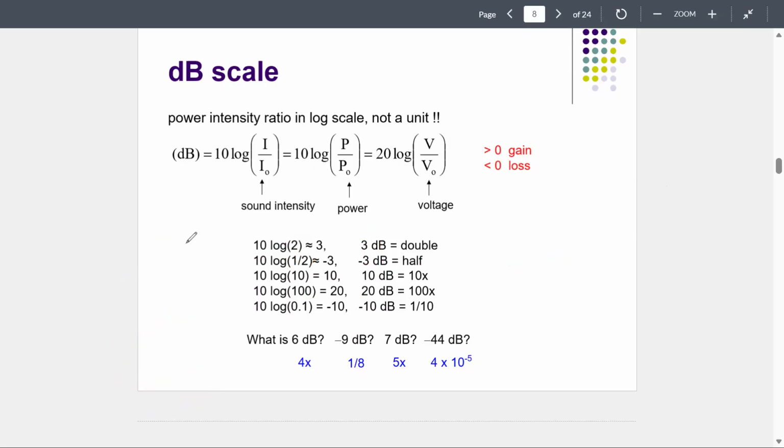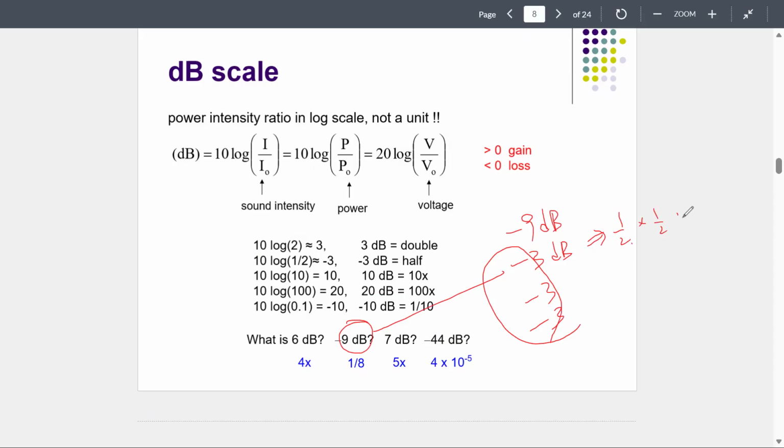And for those who like math, you can get a rough idea of a lot of numbers. So for example, what does -9 dB mean? I know -3 dB means half. So -3, -3, -3, that would give me -9 dB. So that means half of half of half, 1/8. -9 dB means 1/8.